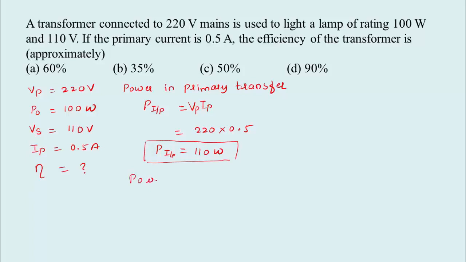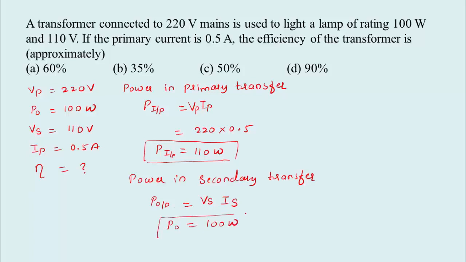So power in the secondary of the transformer: because the output voltage we will get in the secondary coil, we can write output power equal to Vs into Is. Already the output power is given directly, that is 100 watt.